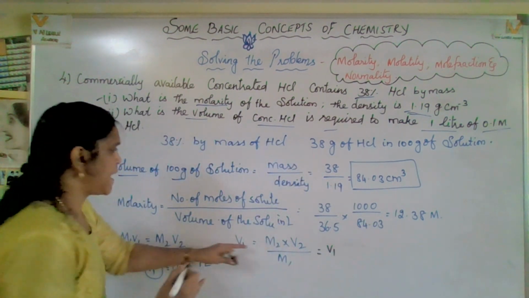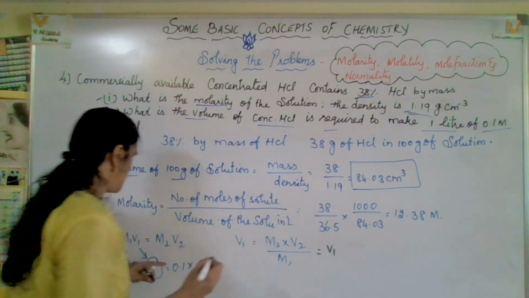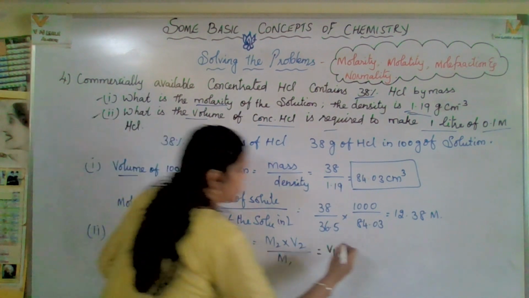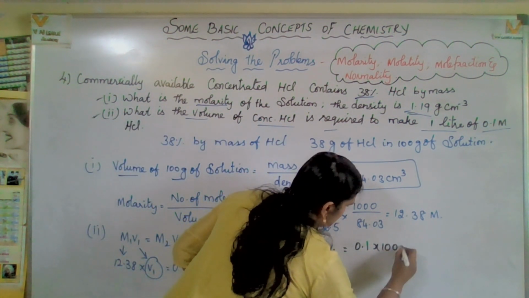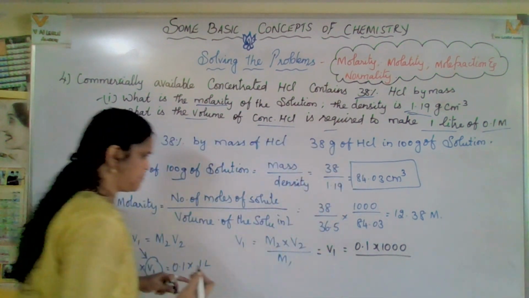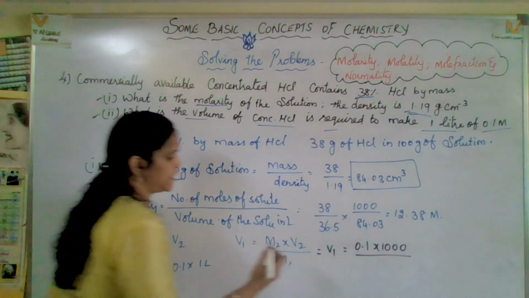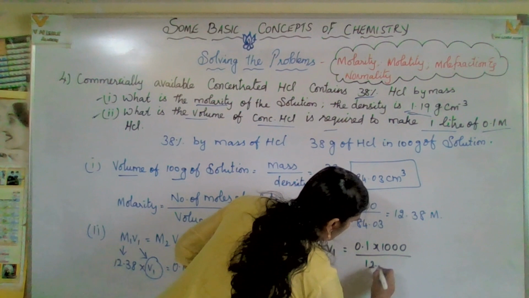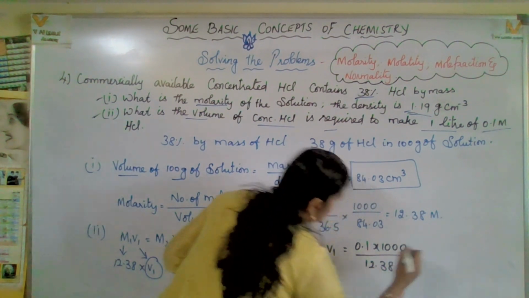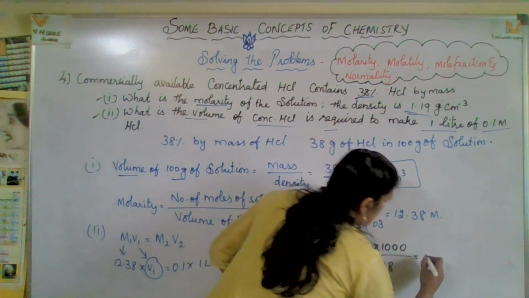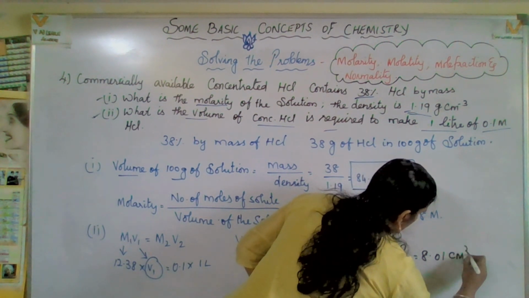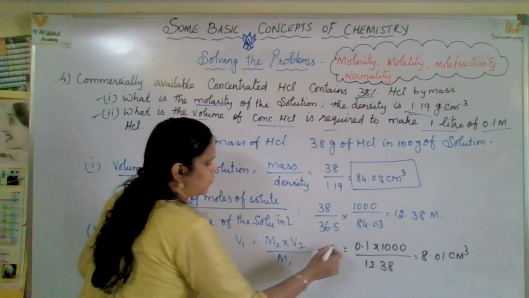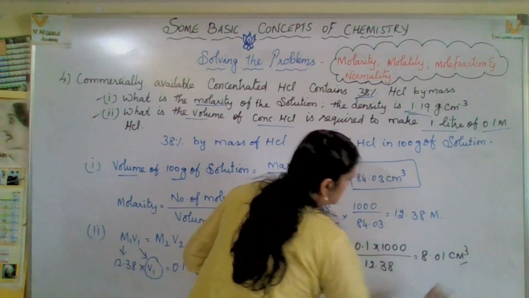So V1 equals, let us apply the values. M2 is 0.1 into 1000, since that is liter, so I just mentioned 1000 ml, divided by 12.38. What is the answer you will get? You will get 8.01 cm^3. So here the volume of the solution is in cm^3.